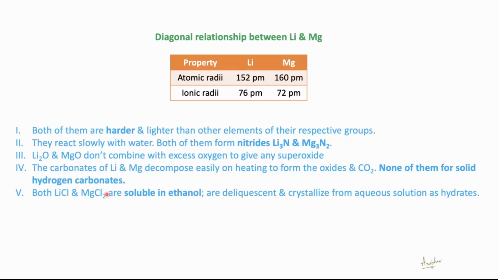Both LiCl and MgCl2 are soluble in ethanol. Here also Fajans' rule comes into the picture: Li plus and Mg2 plus are comparable to one another, and that's why they have a high ionic potential. That's why there is a bit of covalent character in their halide salts. So LiCl and MgCl2 both have some covalent character.